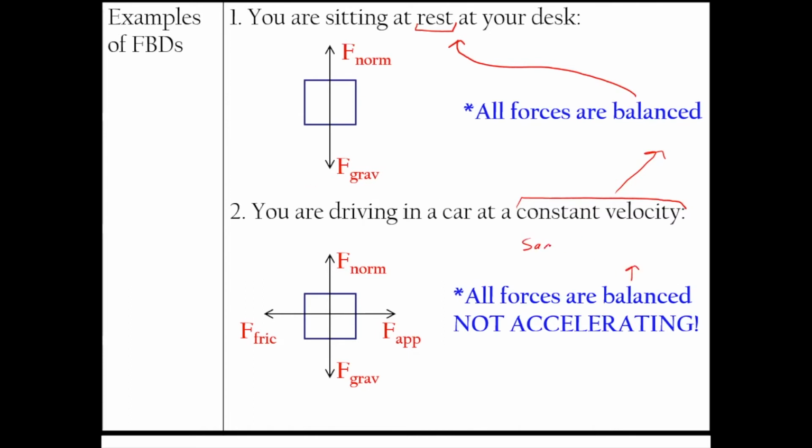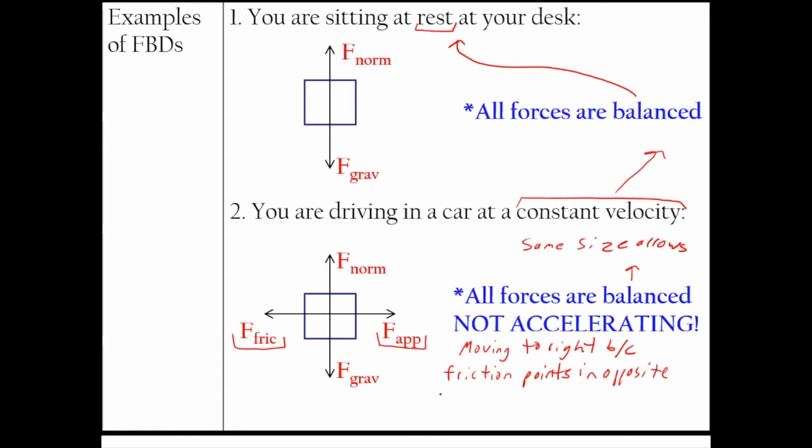We can see that all of our forces here are balanced, meaning that all of the arrows have the same size. Because they're balanced, we said it can mean one of two things, either moving at a constant velocity or at rest. We can see that friction and force applied are balanced here. And we know that the car is moving at a constant velocity to the right. We know it's moving to the right because friction points in the opposite direction of motion.